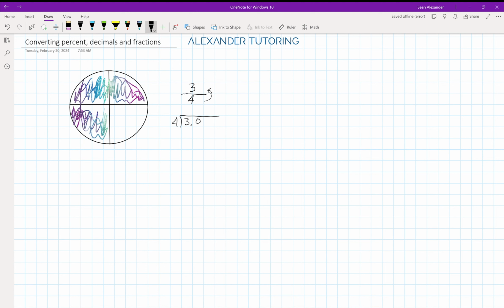Maybe it fits in 7 times. What's 4 times 7? That is 28. So that's probably how many times it fits in, 7 times. Now whenever you do the decimal move, you always want to bring that decimal straight up top, right above where it is. So 4 goes into 30 7 times.